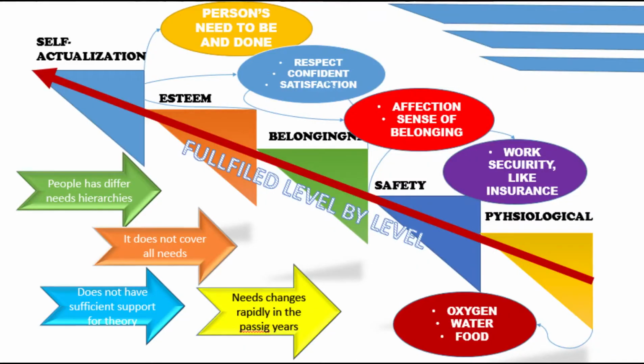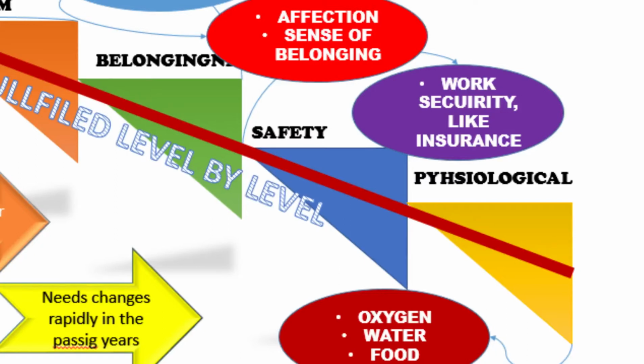When we look at the Maslow hierarchy of needs, first of all it starts with the physiological needs, which comprise oxygen, water, and food. The next stage is the need for safety, which is work security and safety in the workplace, and also safety where they have insurance, which may be provided by the company or organization.